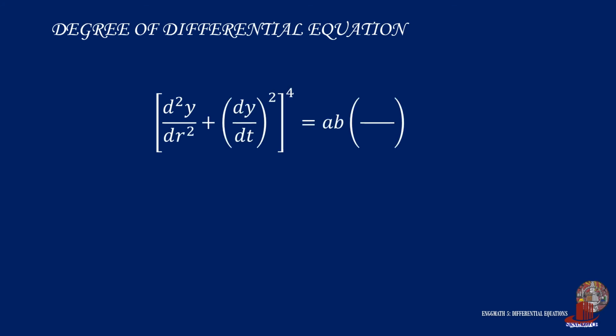How about this trickier DE? You can notice that the left term is raised to 4 and the derivative on the right is raised to 2. Do not act rashly and take 4 because the other condition is to identify the highest order derivative, and in this case, that would be the third derivative of y with respect to r, which is in the right term. So the degree of this DE is 2 and its order is 3.